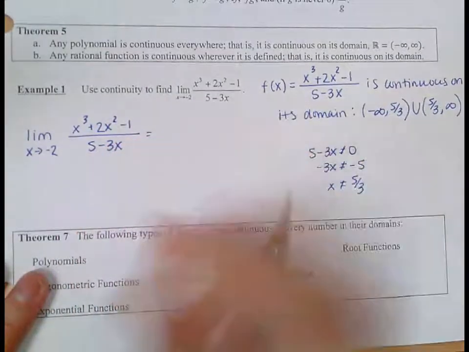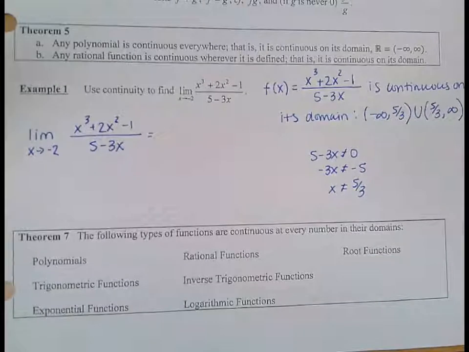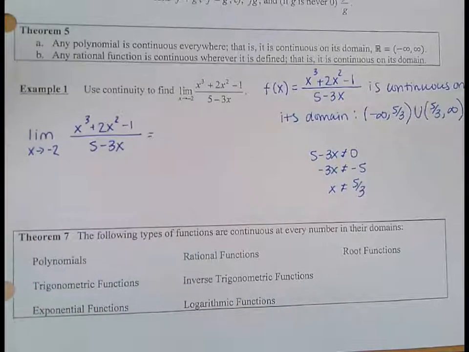Using direct substitution. Because -2 is in the domain, or is within the intervals of continuity, I know direct substitution will work. So I know if I just substitute -2 in, it'll equal the function value, if that makes sense.